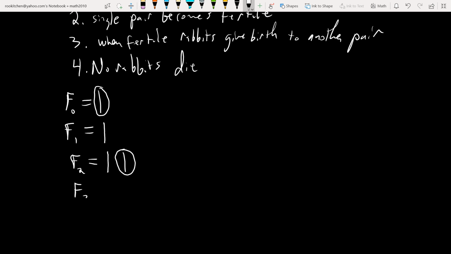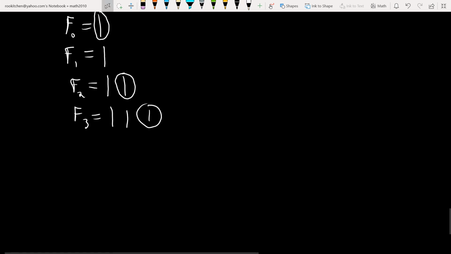F sub 3, you're going to have the original pair. The newly born pair is going to become fertile, and the original pair are going to give birth to a new pair. F sub 4, these three are still there. The new one here becomes fertile, and then the first two here are going to give birth to two more, which are not fertile.